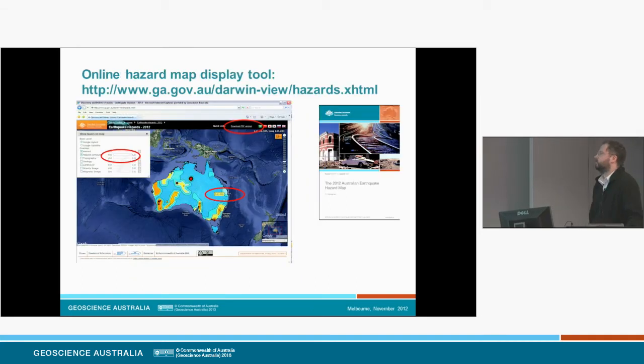So what happened last year? At the end of last year, we released one version of the 500-year map, simplified, onto the web. This was thanks to the Darwin tool as an experiment.